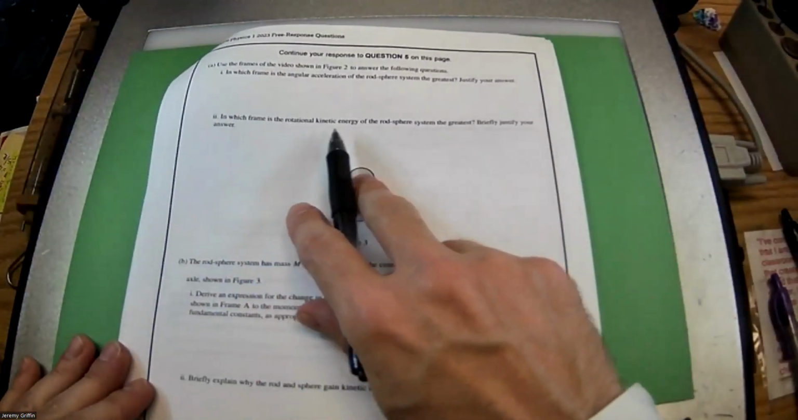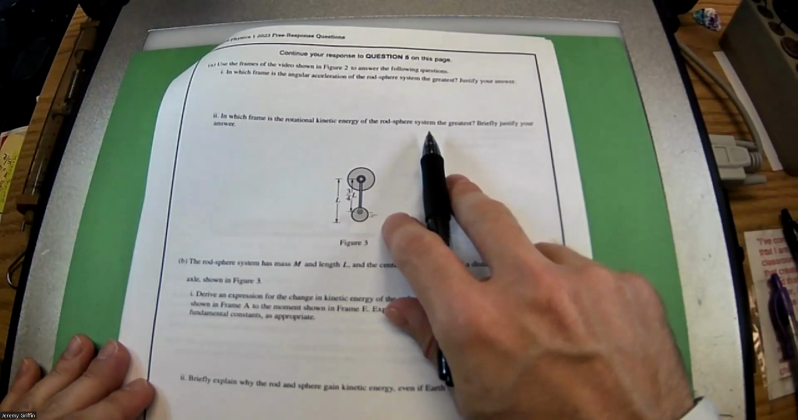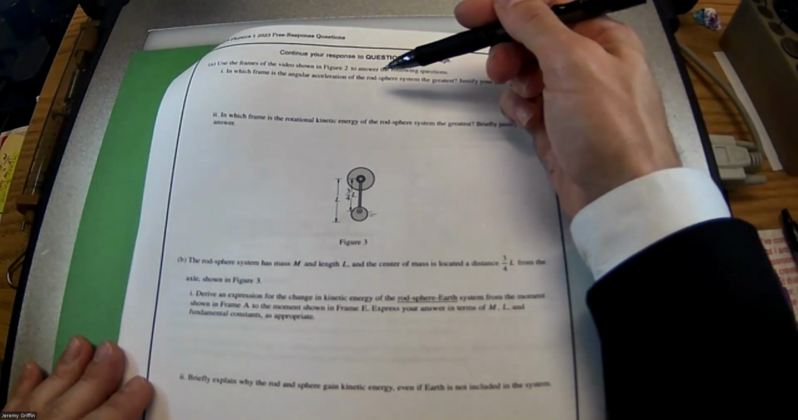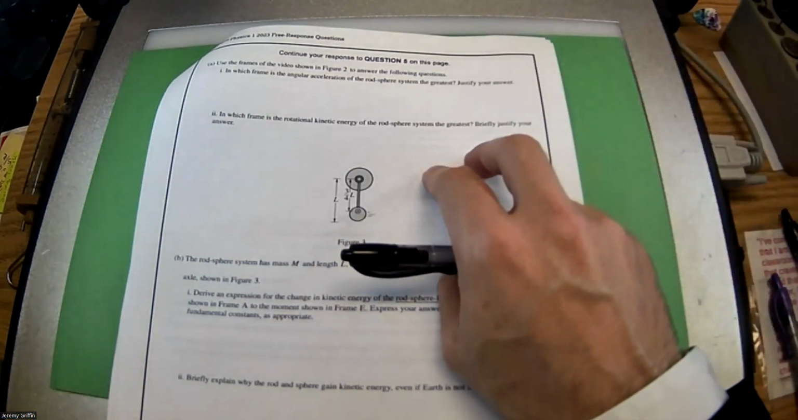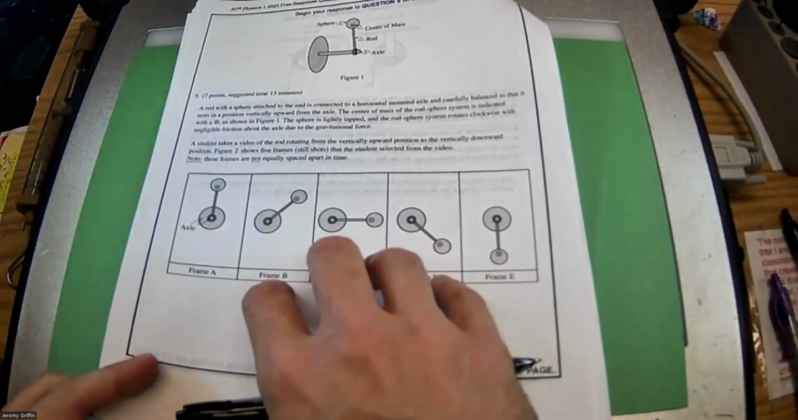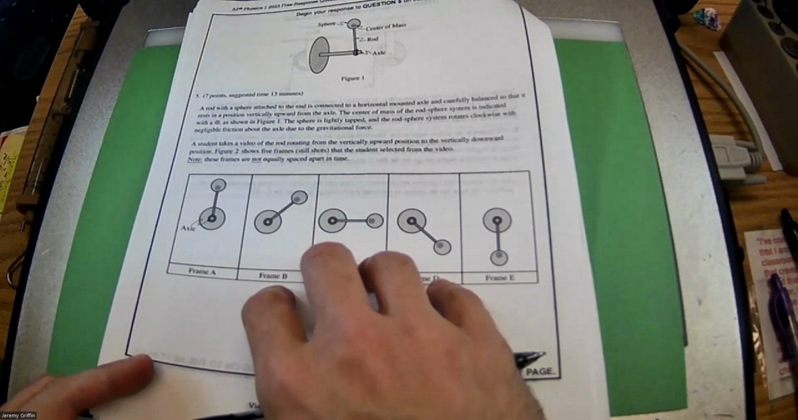In which frame is the rotational kinetic energy of the system the greatest? Okay, so the torque and the angular acceleration is greatest in frame C. But what about rotational kinetic energy? Well, kinetic energy, guys, everybody look up here.